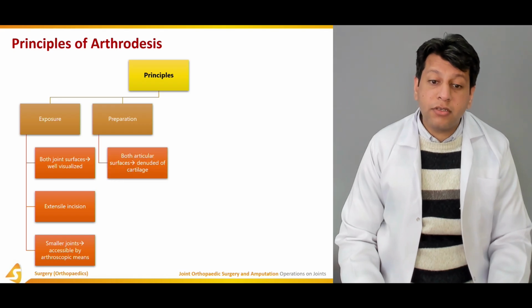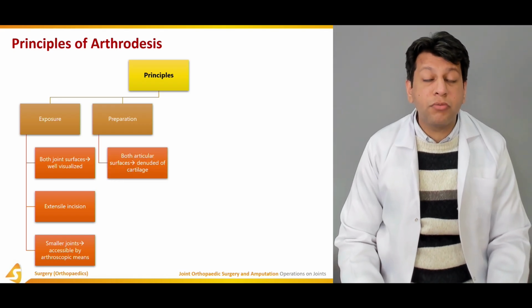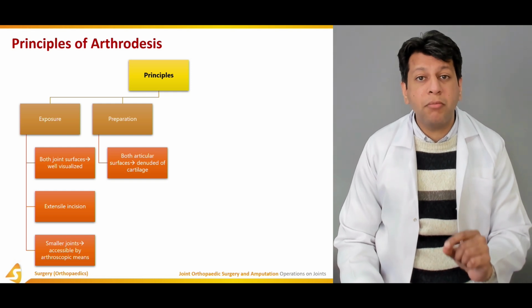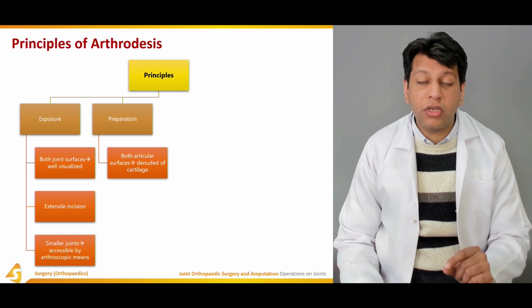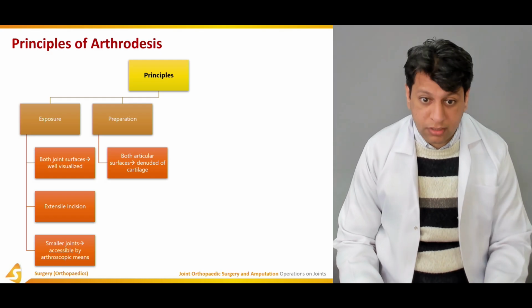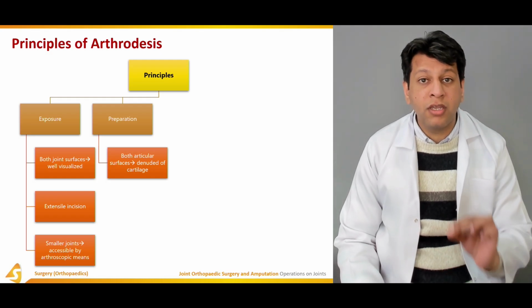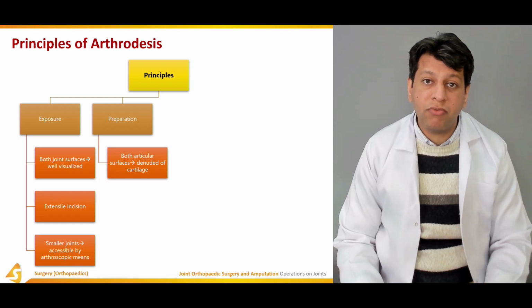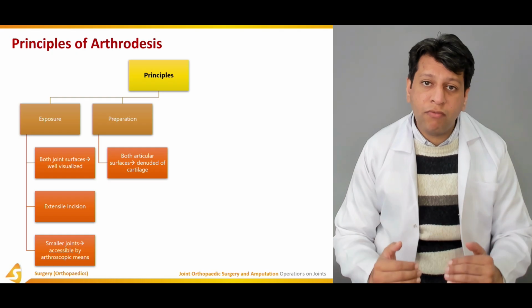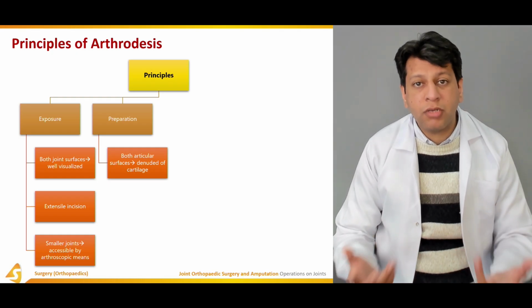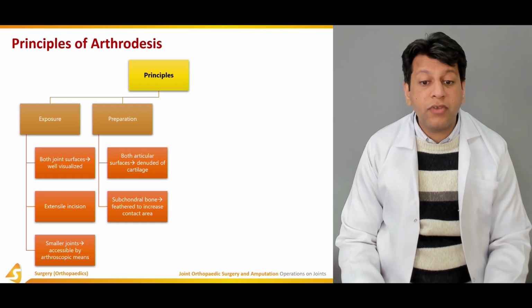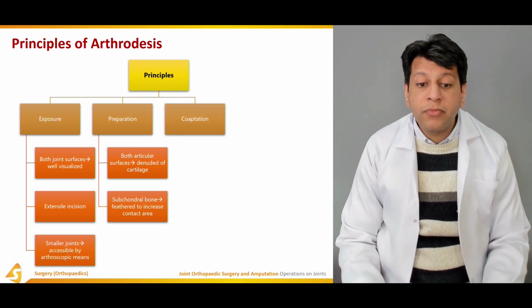Then it is preparation. Both articular surfaces should be denuded of the cartilage, because otherwise the cartilage is going to be damaged and is going to cause pain, because we need to give the patient a painless joint. Actually, that is of paramount importance. When we are compromising mobility of the joint, then we cannot compromise on the pain factor. If there is a painful as well as immobile joint, that is going to be a disaster for the patient. Then subchondral bone should be feathered to increase the contact area.